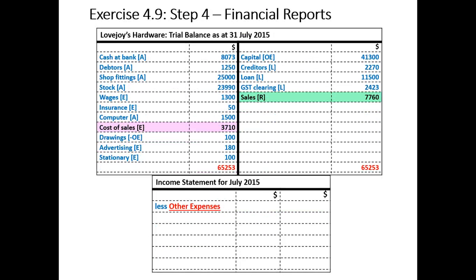The next section we'll need to move on to is less other expenses. Again, expenses are always debit, so if it's not on the debit side, it's not going to go under this heading. So we've got the wages, insurance, the advertising and the stationery. We'll put the numbers in the first column, total them up in the second. So we'll get total other expenses of 1630.